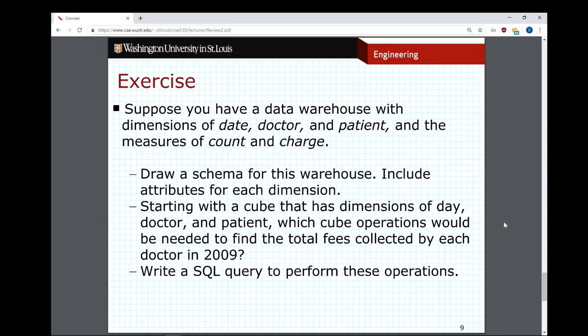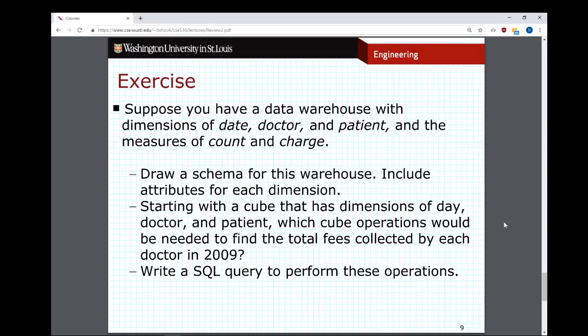So we're starting with a data warehouse. I give you the dimensions here, right? And the measurements involved. So I want to see the schema. When I say include attributes for each dimension, you don't have to go crazy with it, right? Just put down a couple examples. You don't need a huge list. What I'm more interested in this problem are the last two bits, which is the cube operations in particular.